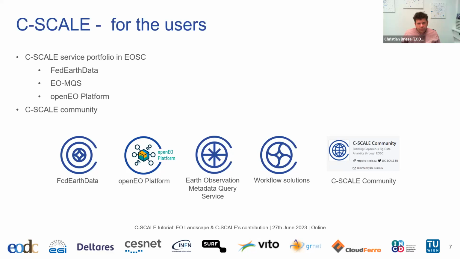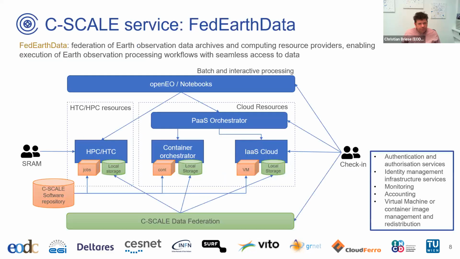I will quickly look into the services. I think you might be aware of them, but just to mention, Fed Earth Data is one of the core components. So there's this C-Scale Data Federation, and on top of it, we have on one hand HPC and HTC resources that can be accessed, but also cloud resources. So they are all interconnected. And on top of it, then also OpenEO. Authentication is handled on one hand with SRAM, on the other hand with EGI Check-in, so that users can also, in a simple manner, access the services on different infrastructure components. Yeah, so that's actually what we have planned and also have reached at the end of the project.